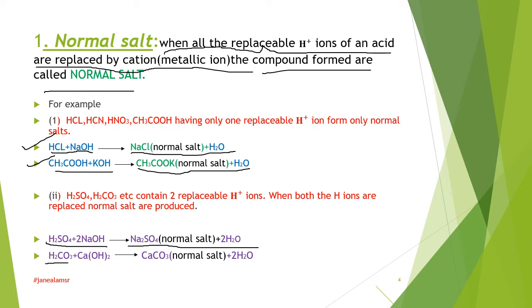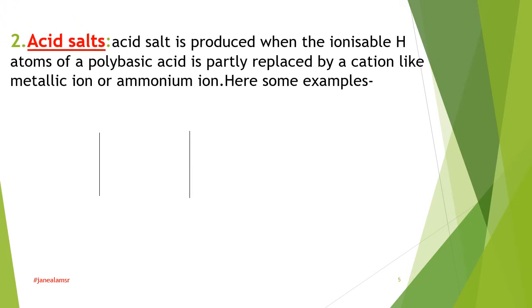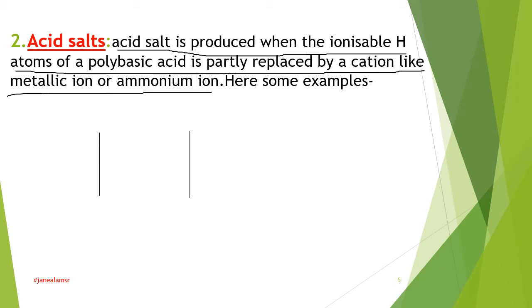Second example, H2CO3, when reacting with Ca(OH)2, that means calcium hydroxide, forms another normal salt, which is calcium carbonate, CaCO3, and water. Next we go to the acid salt. What is acid salt? Acid salt is produced when the ionizable hydrogen atom of polybasic acid is partly replaced by a cation like metallic ion or ammonium ion.